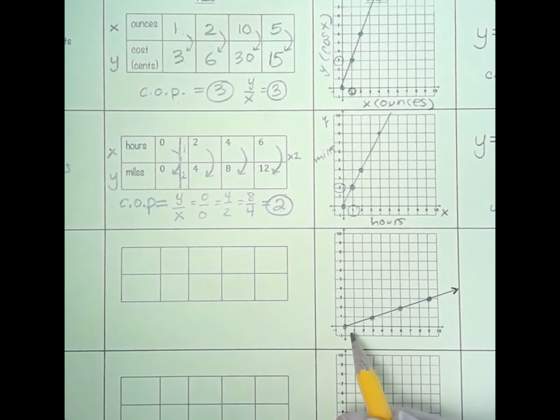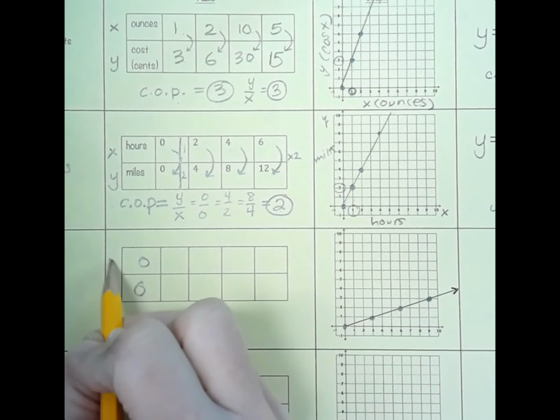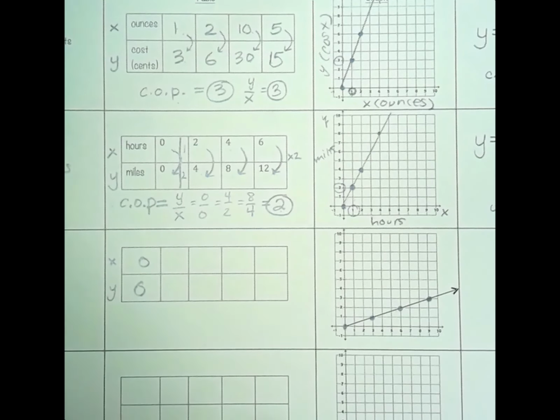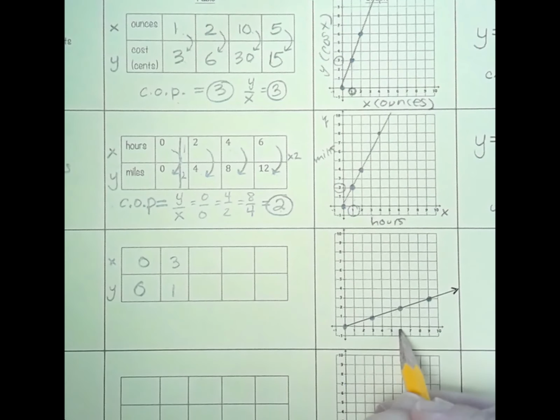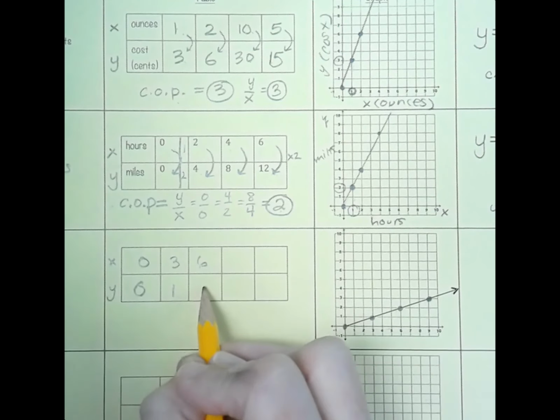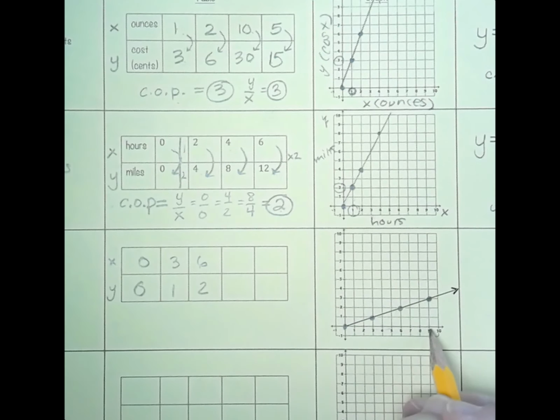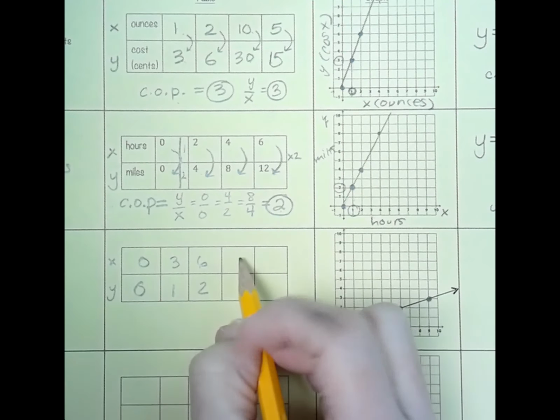Okay, we can transfer that information to the table, 0, 0. Make sure that you have the x on top and the y on the bottom. X is 3, y is 1. When x is 6, y is 2. When x is 9, y is 3.